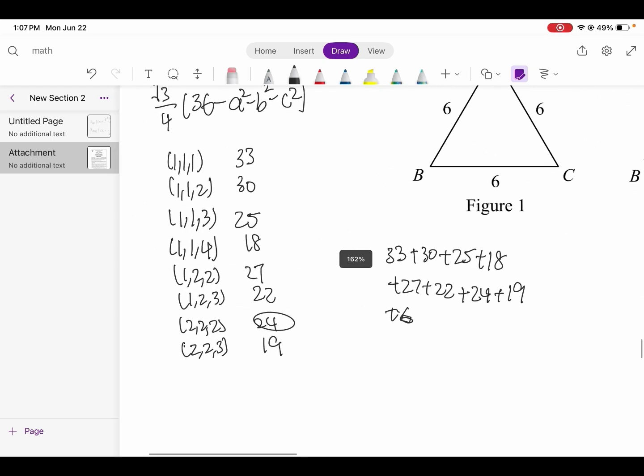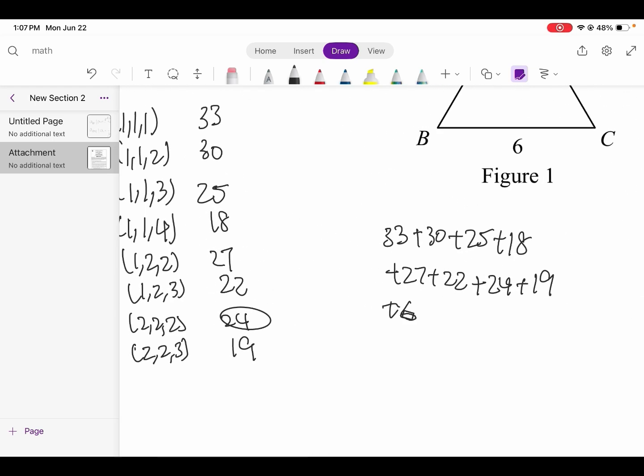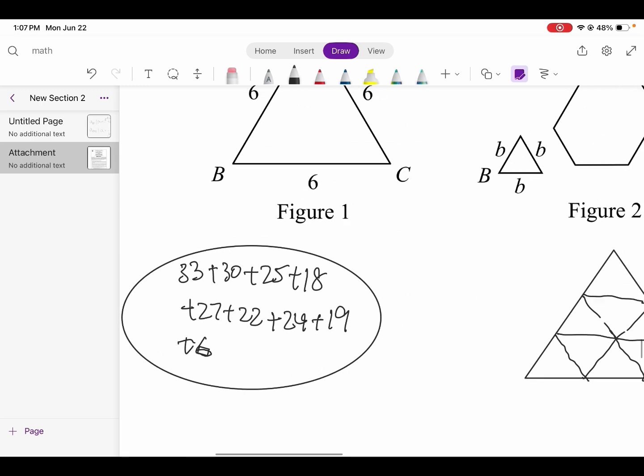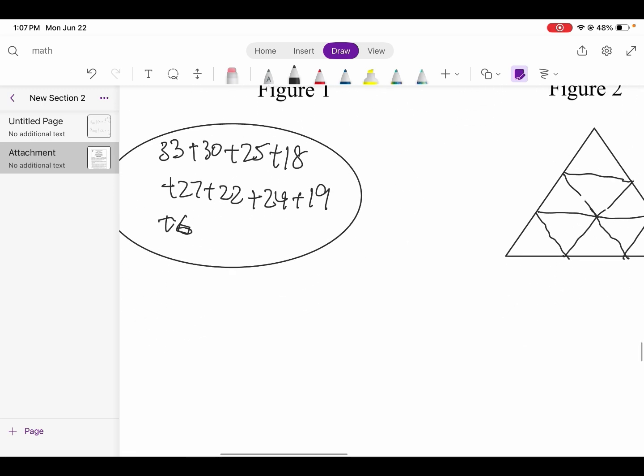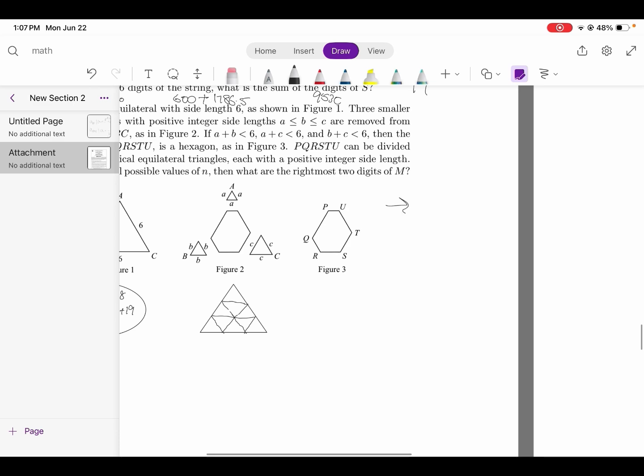And then for 3s, you have 18 and 27 are multiples of 3 squared, but neither of those are able to be split into equilateral triangles with side length 3. And then for 4, there's none of them that are multiples of 16. And then for 5, 25 is a multiple of 5 squared. But you cannot split the hexagon into one equilateral triangle of side length 5. So this is our final sum, and it is equal to 204. So then we want the rightmost 2 digits, which is 04.